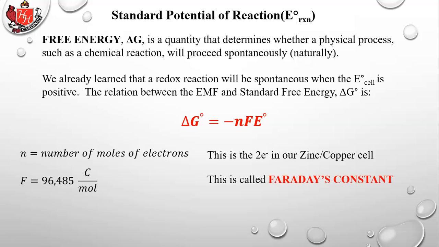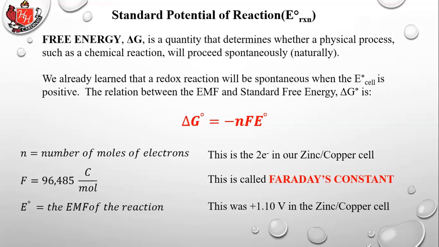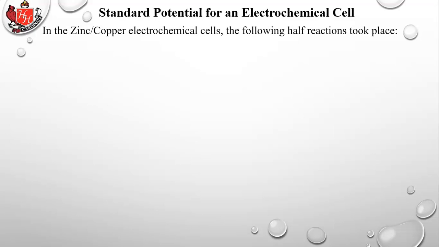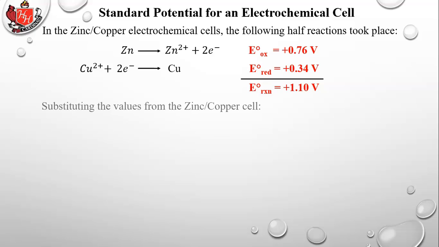F is called Faraday's constant. It's how many coulombs of electric charge you have per mole, and they just gave that the name Faraday's constant. And then the standard EMF of the reaction, and that was the 1.1 volts for the zinc copper cell that we just dealt with. In a zinc copper electrochemical cell, the following half reactions took place. Okay, so there was the oxidation for the zinc. There was the reduction for the copper. We added those two together and we got the 1.10 for the entire reaction of zinc and copper together.